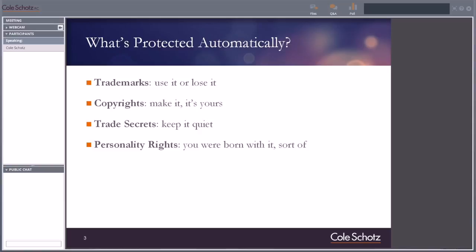So the first type of IP we're going to talk about is trademarks. You'll see we have "use it or lose it." We hope that all of these little catchphrases will be useful to you to keep front of mind as these issues come up, and we'll get into a little deeper analysis of what these mean. So, use it or lose it. Again, we're talking about common law trademarks. It's important to understand that even absent a federal registration, there are certain rights that will attach as long as you have a viable trademark and that trademark is in use.